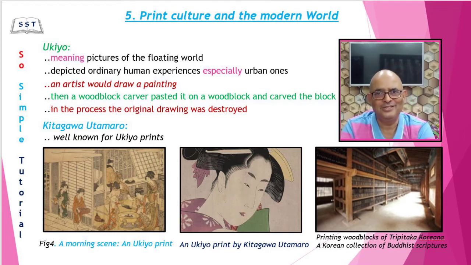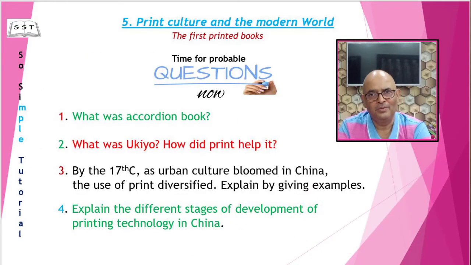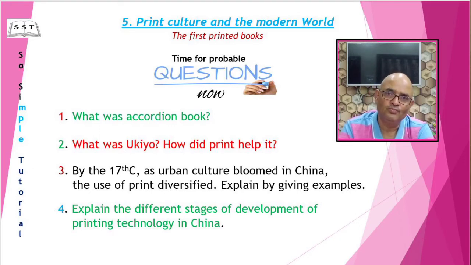Let me stop here, students. Enough for the day. Time for probable questions now. 1. What was accordion book? 2. What was Ukiyo? How did print help it? 3. By the 17th century, as urban culture bloomed in China, the use of print diversified. Explain by giving examples. 4. Explain the different stages of development of printing technology in China.